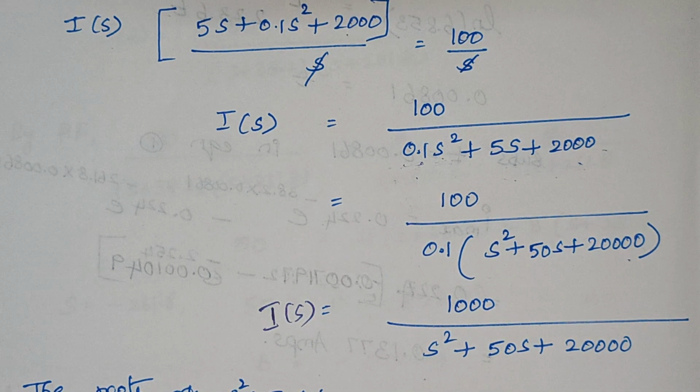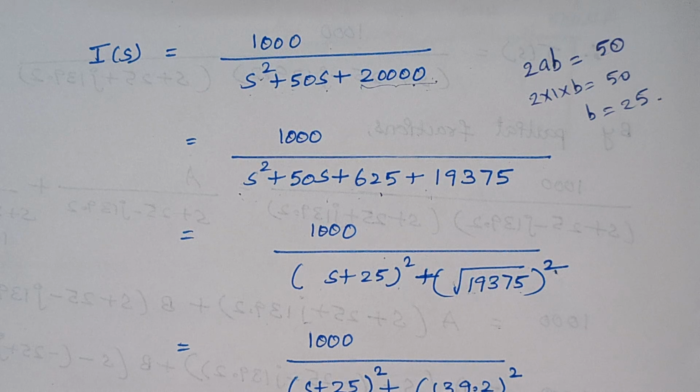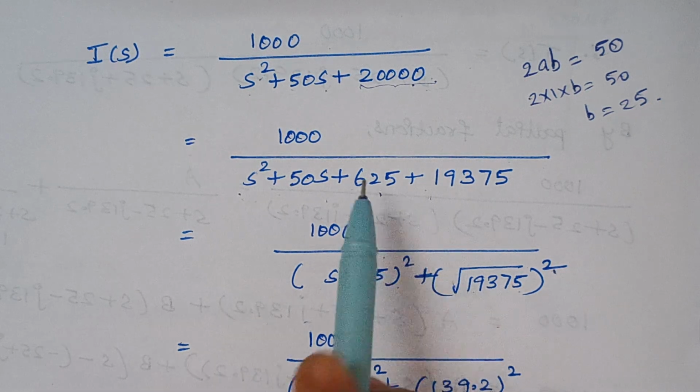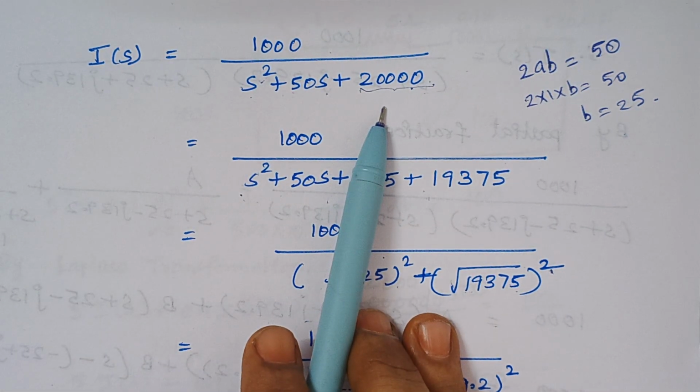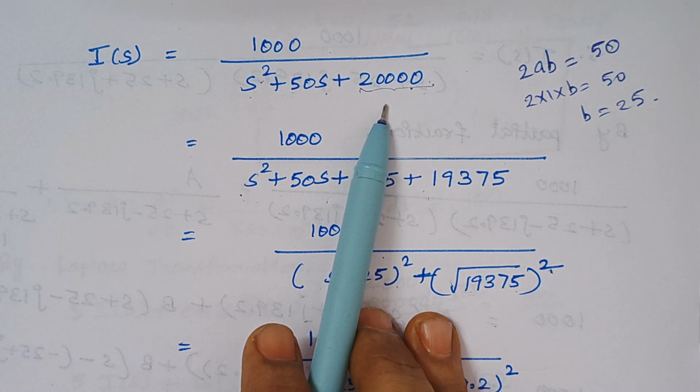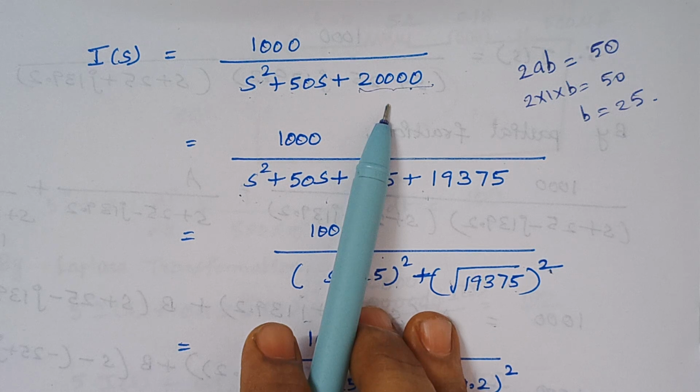But what we actually need is the expression in terms of I of t. The normal method is we have to find the roots of the denominator, then by using partial fractions, find the values of the constants, and at the last step, take the inverse Laplace transformation. But in this problem, we are doing something quite different.